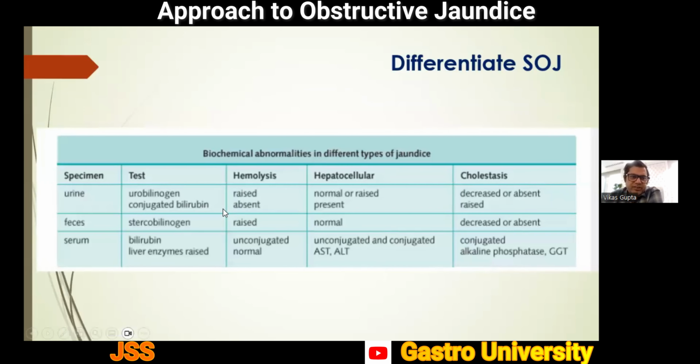And important thing is that urine urobilinogen and fecal stercobilinogen will be absent in obstructive jaundice, decreased or absent in cholestatic jaundice, and in hepatocellular jaundice, it will be present or it can be raised also.